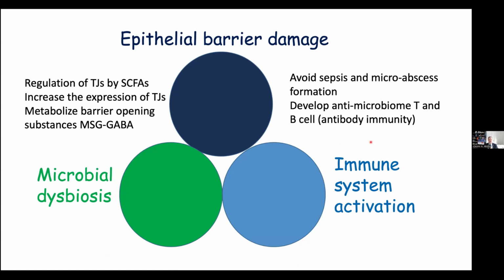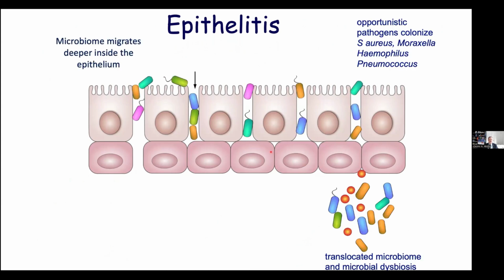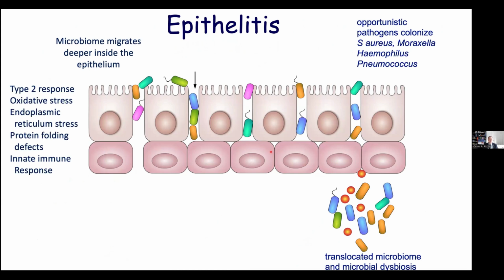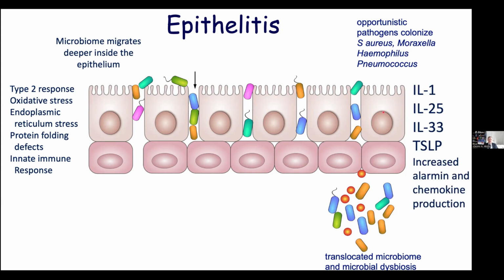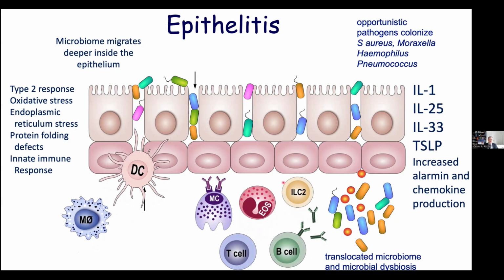So epithelial barrier damage is taking place, and a lot of microbial dysbiosis is seen, and immune system activation that makes the diseases. So the first thing in the diseases is epithelitis. When we are exposed to these substances, our epithelial cells start to make many substances, and there is a type 2 response, and also the alarmins are produced by the epithelial cells: IL-1, IL-25, IL-33, TSLP, and many chemokines. And this makes an alert to invite the immune system into the environment.